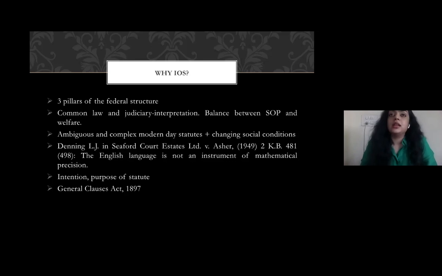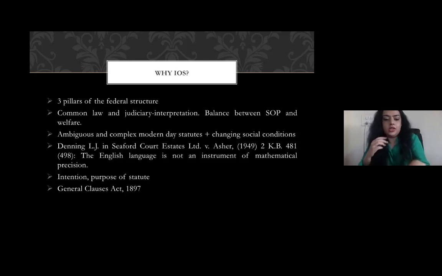But on the other hand, in a common law country where judicial precedents also form part of law, in a welfare country like ours, where the courts always try to give beneficial construction to statutes, we have to find a balance between these two things. We have to find a balance between what the judiciary interprets for the betterment of the people, and what exactly was intended in the text of the statute. So we'll see what the different techniques are, and what the philosophies behind this interpretation of statutes are.